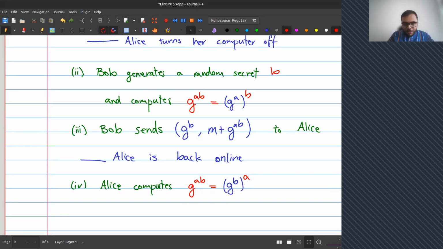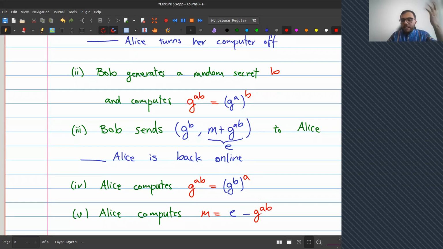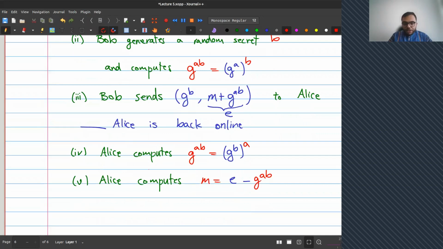But if she has G to the power of AB, and if she also has the message plus G to the power of AB, so let's call this part E for the encrypted message, then she can compute the message, right? So Alice computes the secret message M, which Bob was trying to send her. And how does she compute that? Well, it's just E minus G to the power of AB. And again, all the calculations are modulo P. So she has G to the power of AB. She has the encrypted message E, which was just the original message plus the secret. So she just subtracts the secret. She gets the original message back.